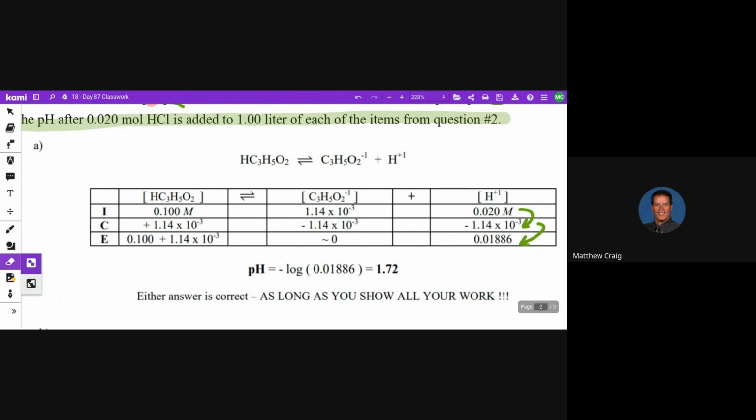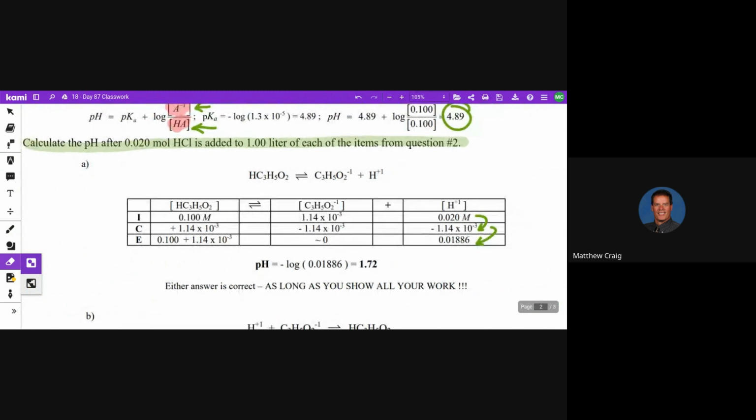So keep that in your head when you're actually thinking about, okay, I'm adding a strong acid, I'm adding a strong base, or I'm adding a weak acid, or I'm adding a weak base, because we're going to talk about how those behave when we do titrations.